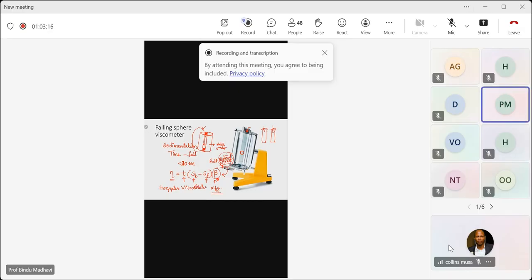Just give me a second. So just like how Oswald viscometer is an example for the capillary rise viscometer, Hoppler viscometer is the example for the falling sphere viscometer. Is that clear? Clear. So these are the two single point viscometers which can be used to measure the viscosity of Newtonian systems.